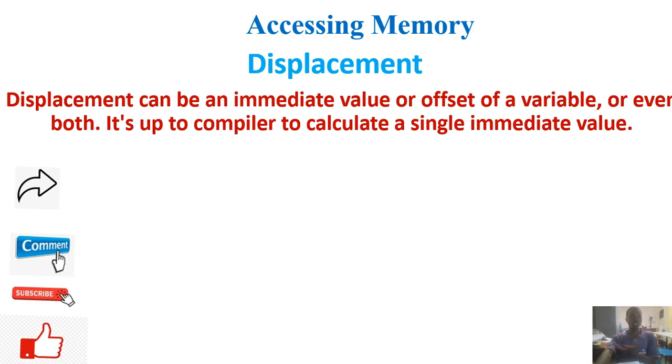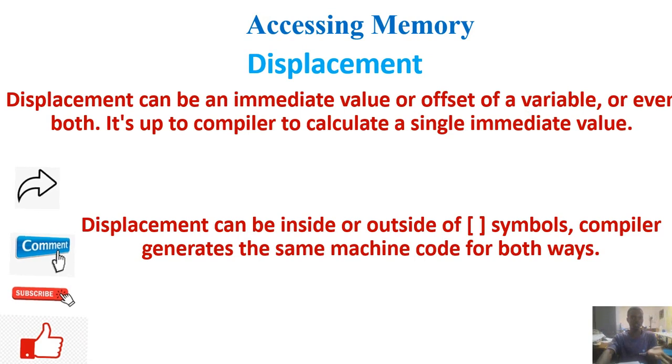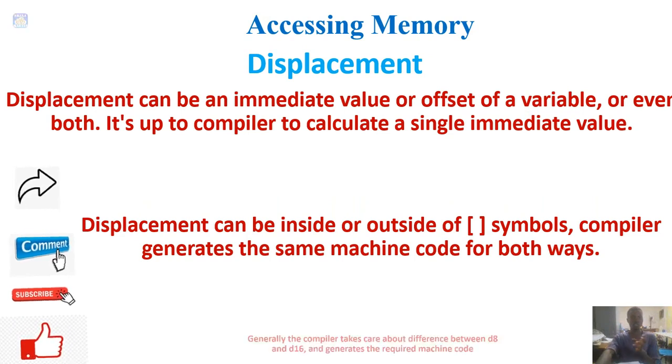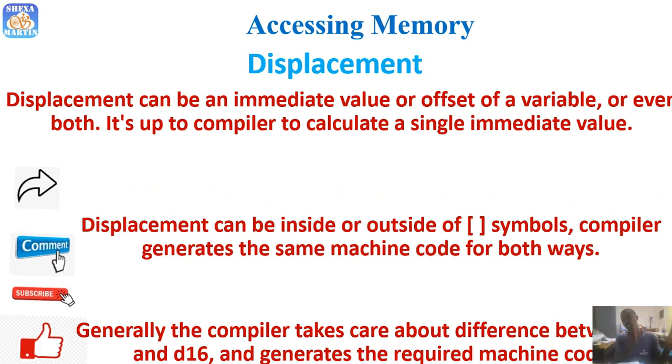It's up to the compiler to calculate a single immediate value. Then displacement can be inside or outside the square brackets. The compiler generates the same machine code for both ways. So you may put displacement within the square brackets, or you can put it outside the square brackets. Generally, the compiler takes care of the difference between 8-bit displacement and 16-bit displacement, and it generates the required machine code.